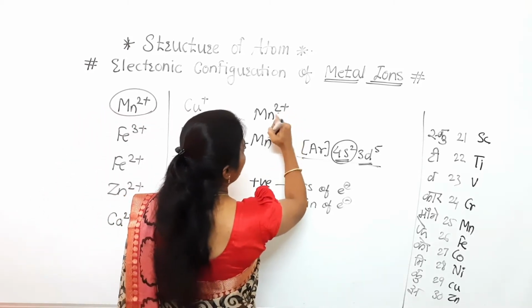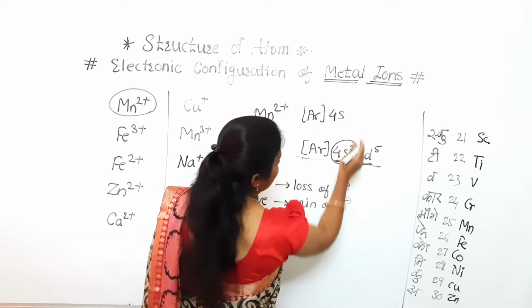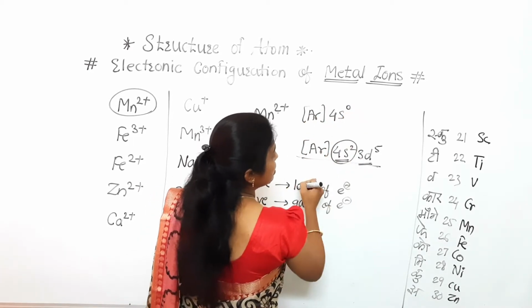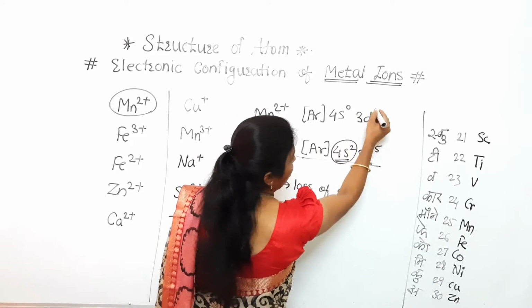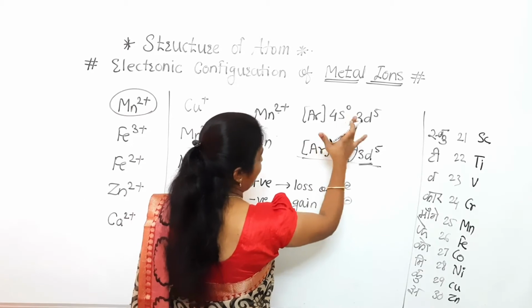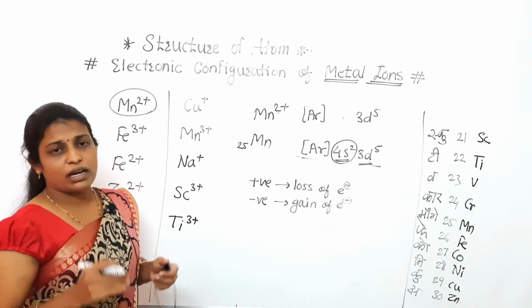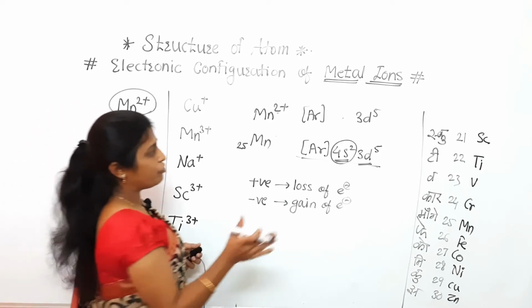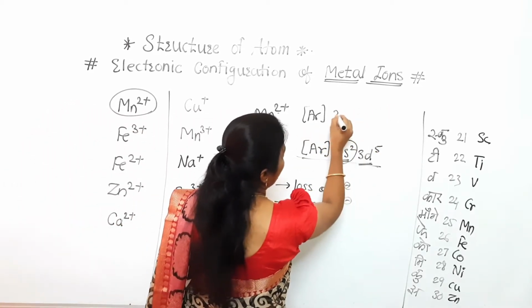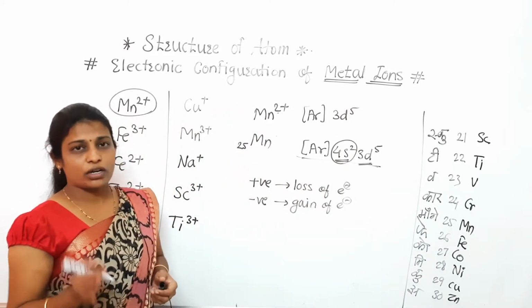So its electronic configuration will be argon 4s0 3d5, since the 2 electrons are removed from 4s and 3d5 remains as it is. You can write it like that, or if you do not write 4s0 it is also correct, because the zero is not necessary to write.